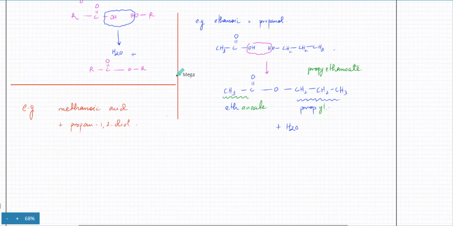So how would you form this ester? Methanoic acid plus propan-1,2-diol. Methanoic acid is this thing. It's C double bond O and OH, only one carbon atom, so there's only going to be one H.